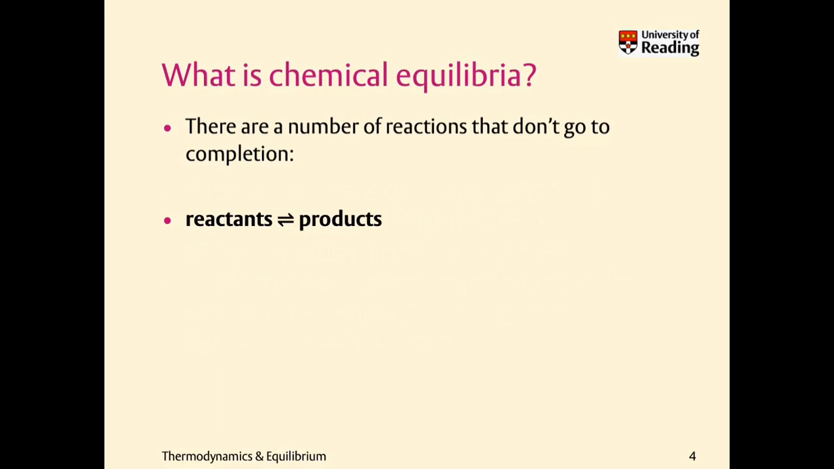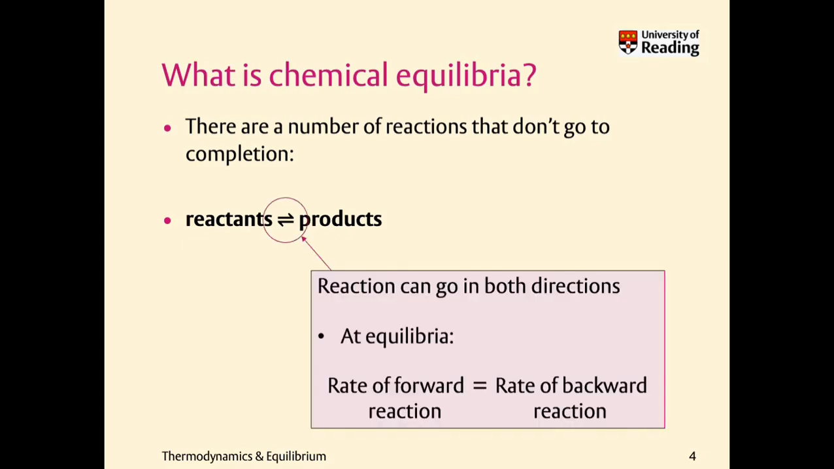If our reaction doesn't go to completion, then it is an equilibrium reaction, and we depict this with a two-way arrow showing that the reaction can go in both directions. Note that at equilibrium we don't have a static system. The reaction doesn't completely stop. It is simply the point when the rate of the forward reaction, going from reactants to products, equals the rate of the backward reaction, going from products to reactants. And so there's no net change in the concentration of reactants and products at equilibrium.